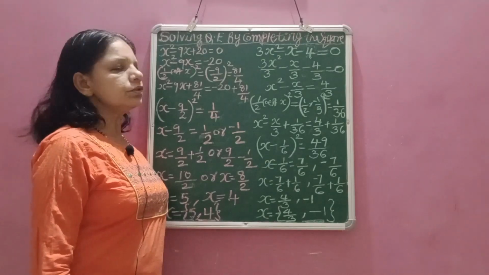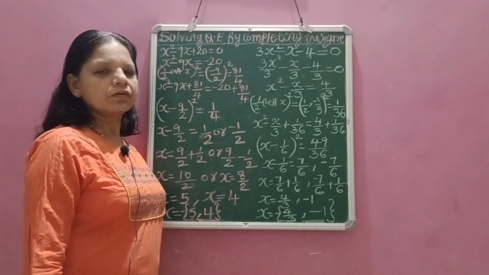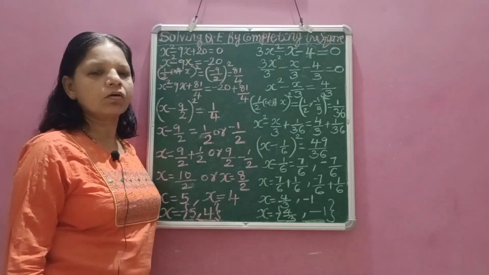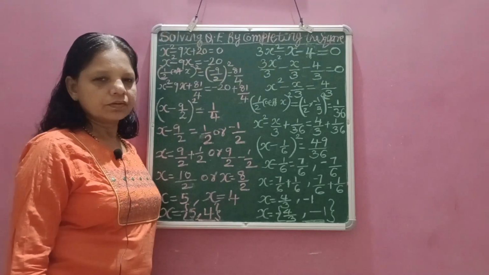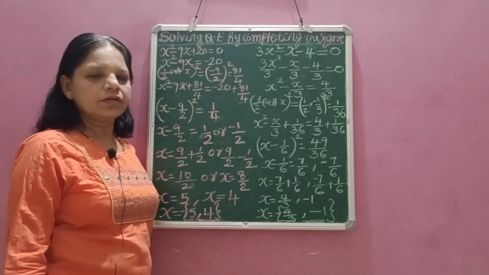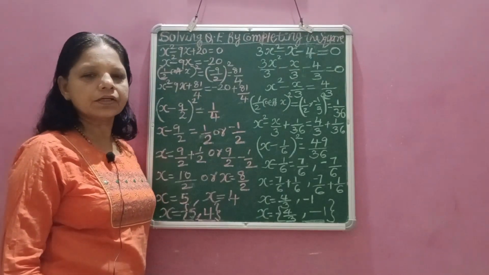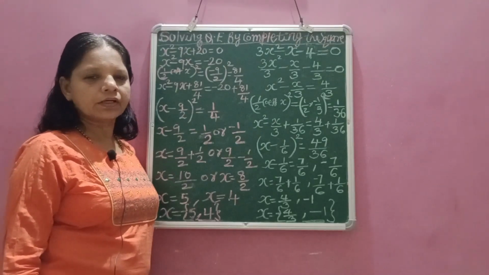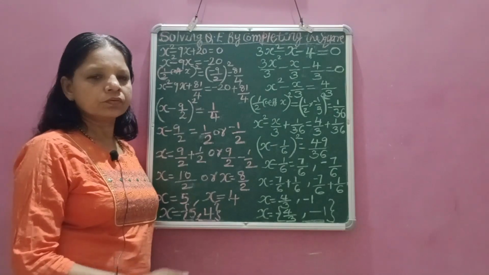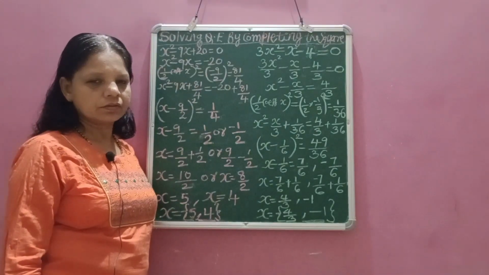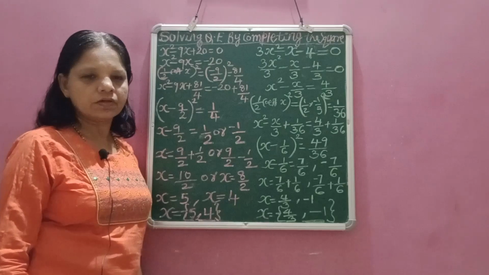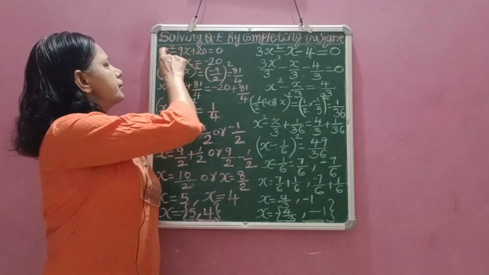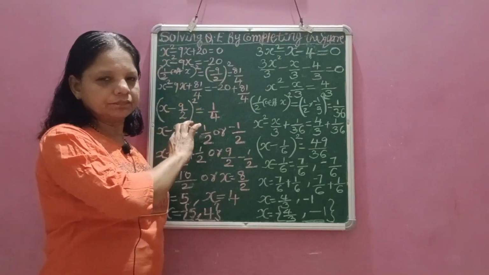Then here, first you have to see whether the coefficient of x square is 1 or not. Here it is 1. If it is not 1, you have to make it equal to 1 by dividing both sides of the equation by that coefficient. Otherwise, the value of the equation will change. Here there is no question of dividing. The coefficient of x square is 1.